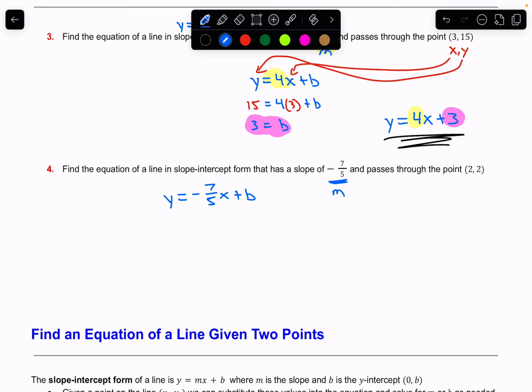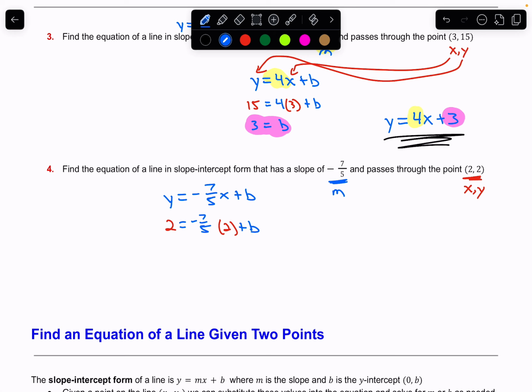Where I'm writing plus b because I don't know what b is yet. But I have this coordinate (2, 2), which is x, y again. So I'll replace both the x and the y with 2. And then I'm going to be able to solve this equation for b.